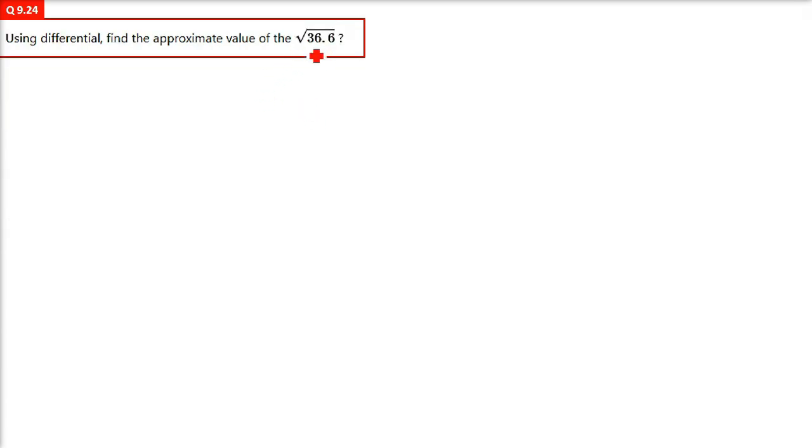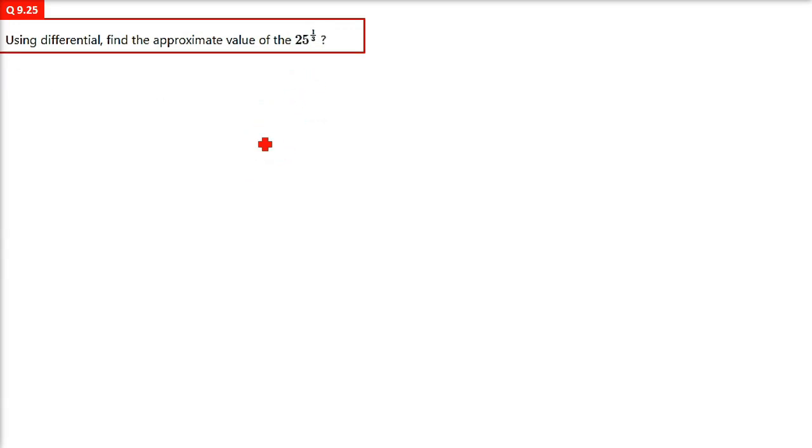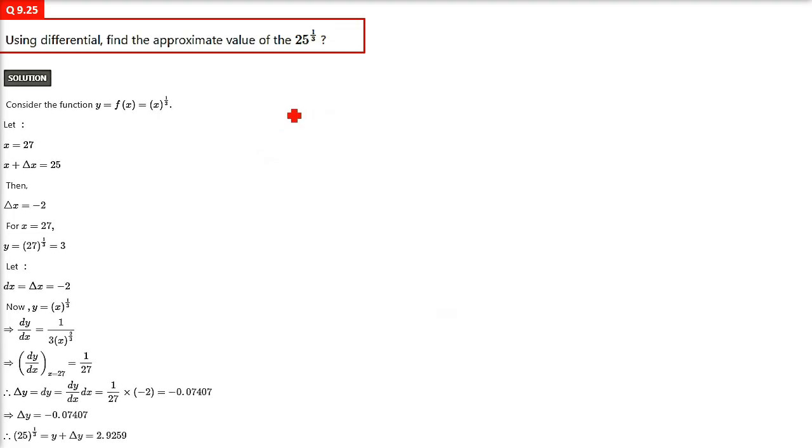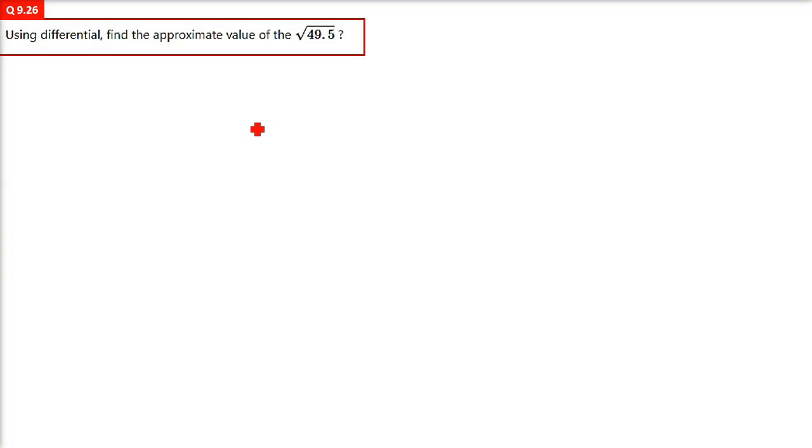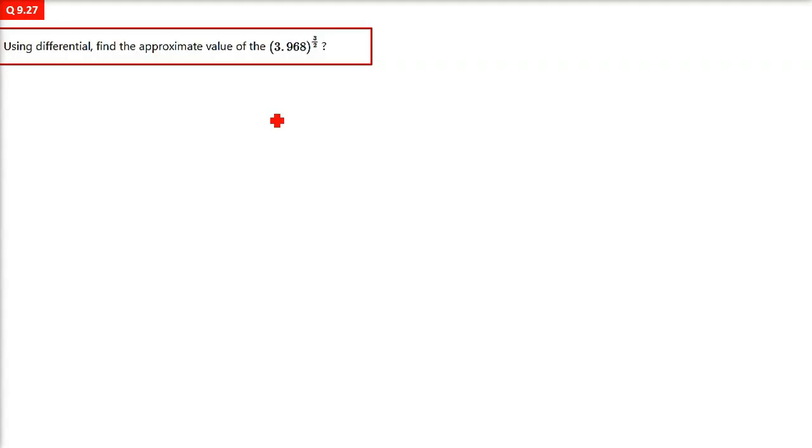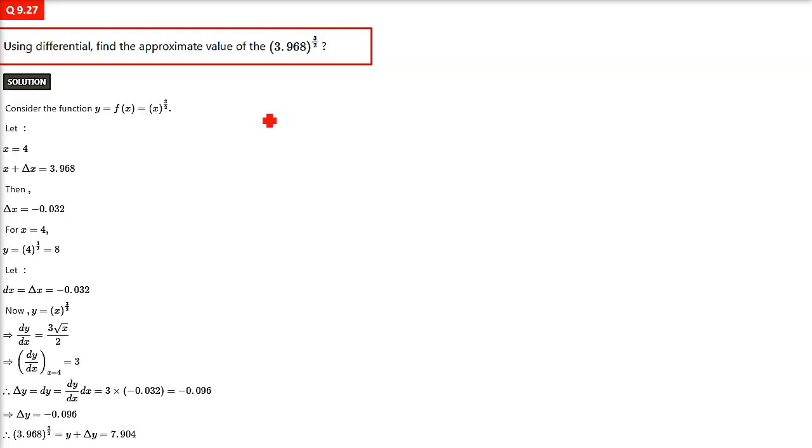This also, under 36.6, that also can be done by you because we have done questions like this. 25 to the power 1 by 3, under root 49.5, this also you can do. 3.968 to the power 3 by 2. Okay, this also you can do. It's quite easy, but let's do it for the sake of completion.